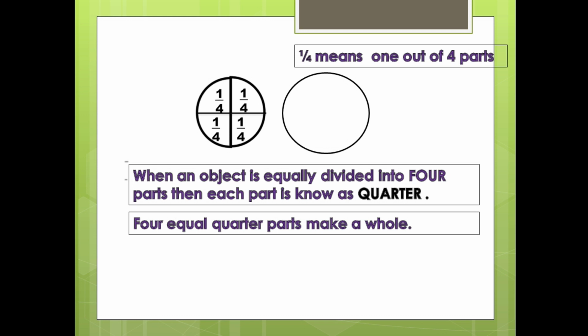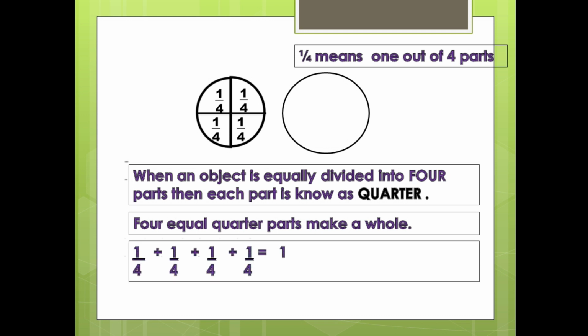Now, 4 equal quarter parts make a whole. Yes or no? Because this whole circle, when we divide it into 4 parts, if we add these 4 parts, it will become the whole circle, that is 1. So 4 equal parts make a whole, and if we add 1/4 plus 1/4 plus 1/4 plus 1/4, it will be 1. And what is this known as? Quarter. First we read about half fraction, and this is quarter.